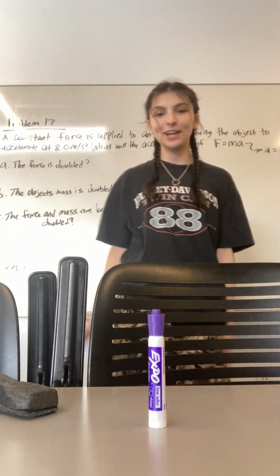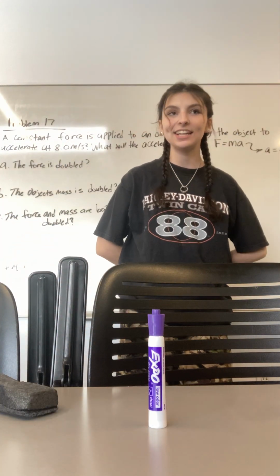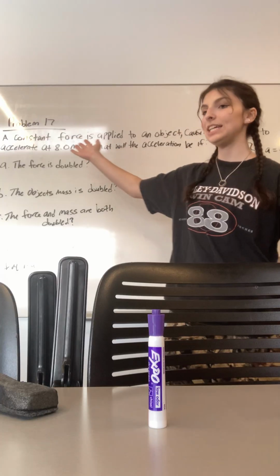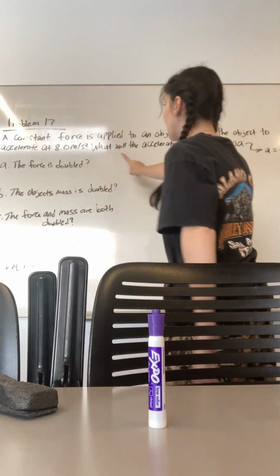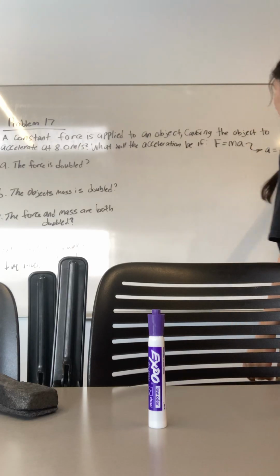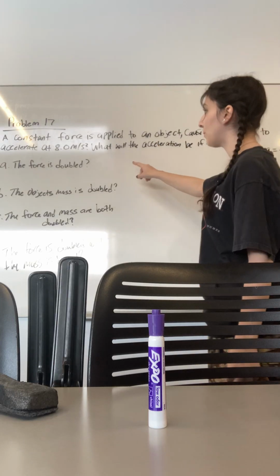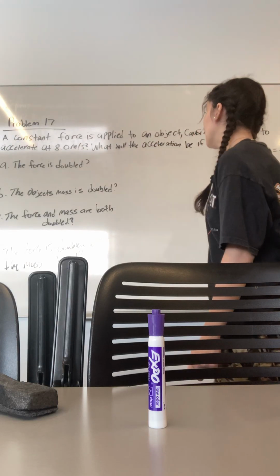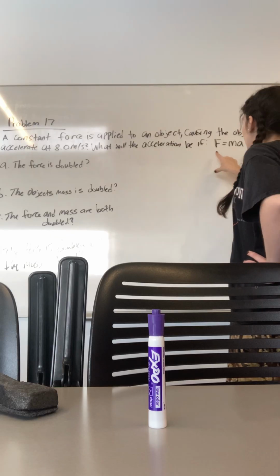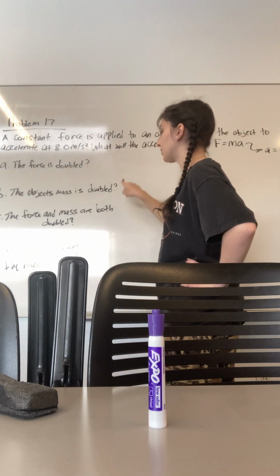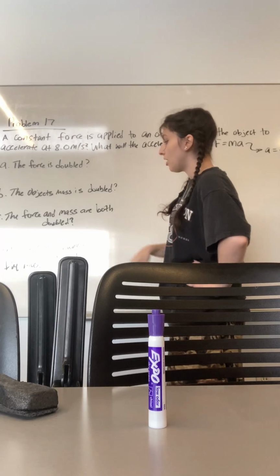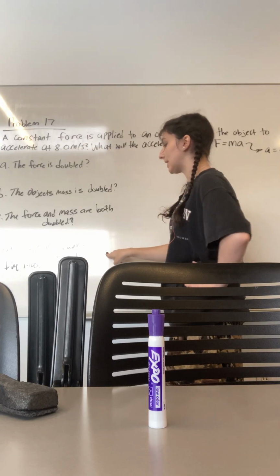My name is Taylor Franklin, and I will be discussing problem 17 in the book, which states: a constant force is applied to an object, causing the object to accelerate at 8.0 meters per second squared. What will the acceleration be if the force is doubled, the object's mass is doubled, the force and mass are both doubled, or the force is doubled and the mass is halved?